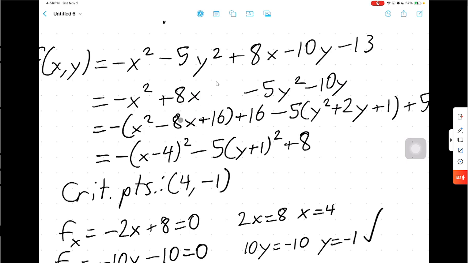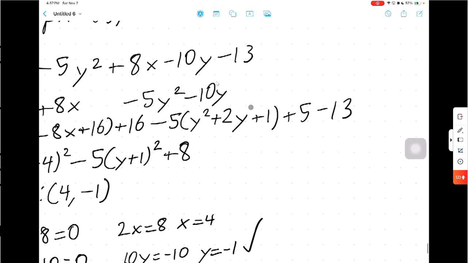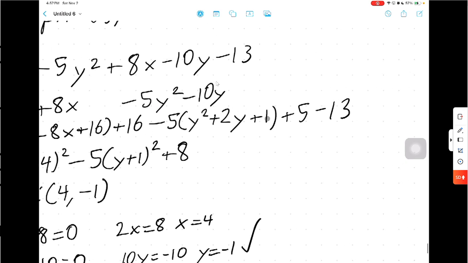To do that, we're going to take the second coefficient here, which is this 8 or negative 8. We're going to take half of that and then square it. That's what we need to add to complete the square. Now, because we've added this, we need to make sure we're adding 0, so we need to add or subtract it out afterwards. We do the same thing for y.